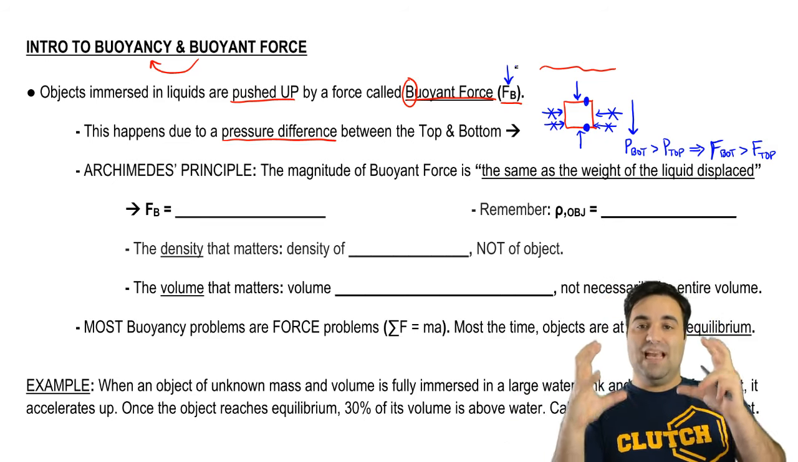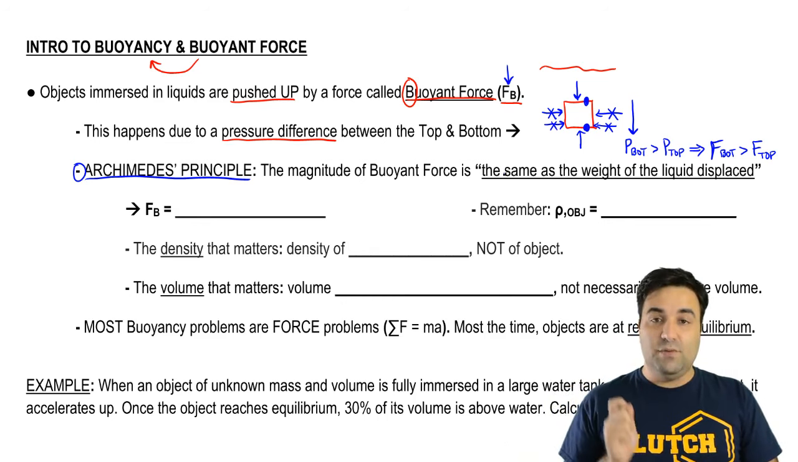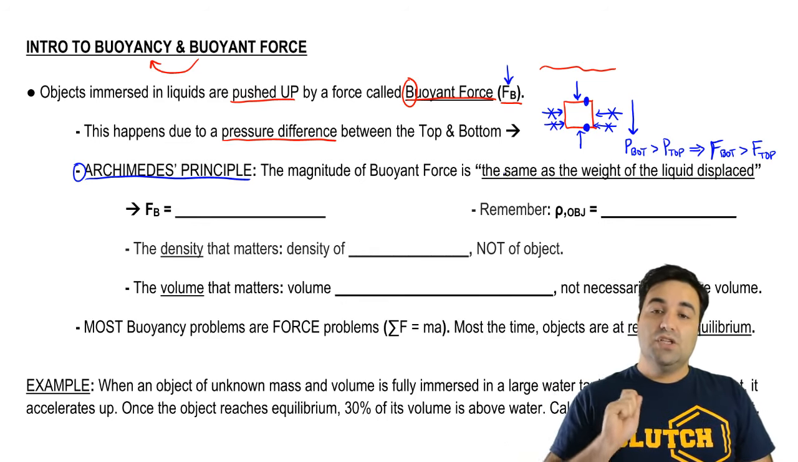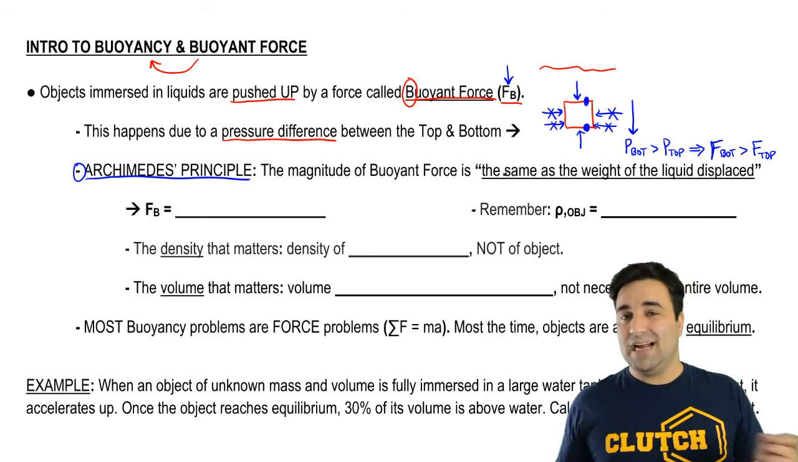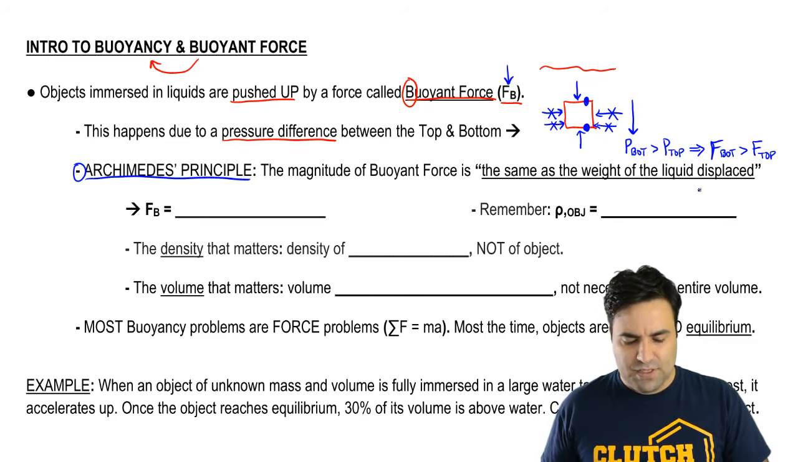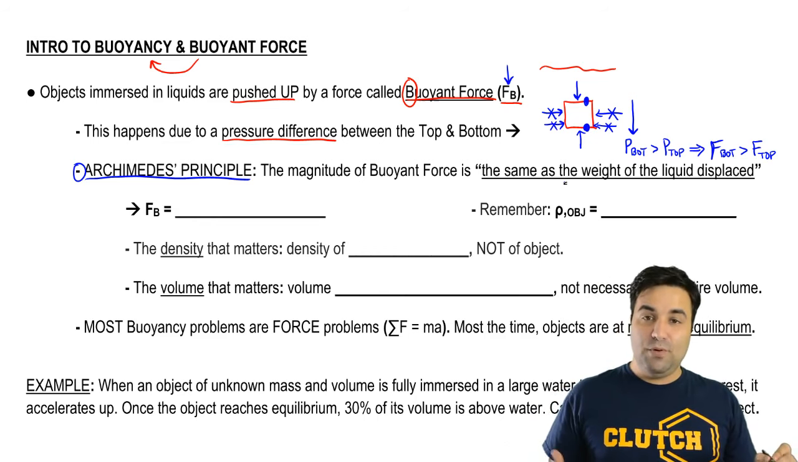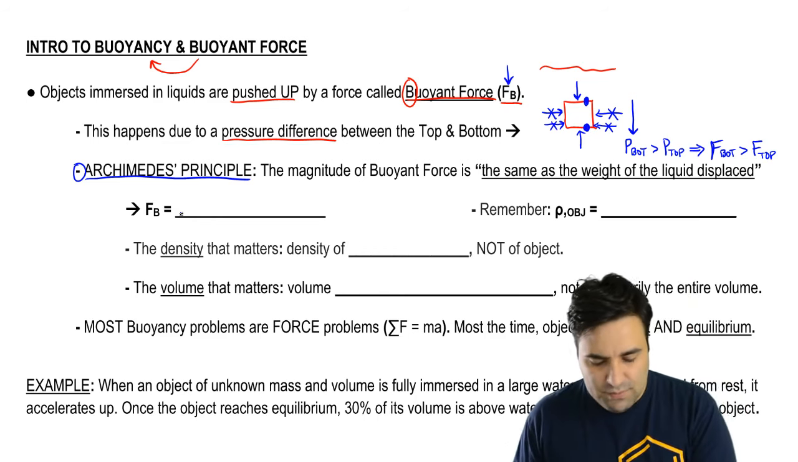Thing number two you need to know, and you probably should memorize this, is Archimedes' principle. He figured out that the magnitude of this buoyant force is the same as the weight of the liquid displaced. Okay, so you should memorize that quote because that could show up in some way, and it's important to know that it's a big principle in physics. Now, the problem is that this quote here doesn't really help you calculate this force. So I'm just going to give you the equation.